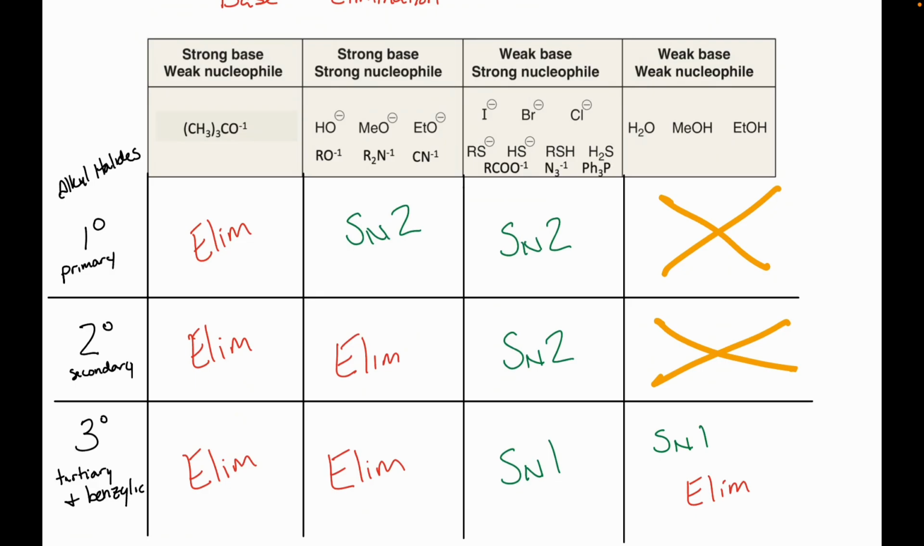Will we go over how to decide between the two, as to which is 50-50, or do we draw both? No, you're going to draw both. It's considered to be an appreciable amount of both, which means that we need to include both of those products, both substitution and elimination.